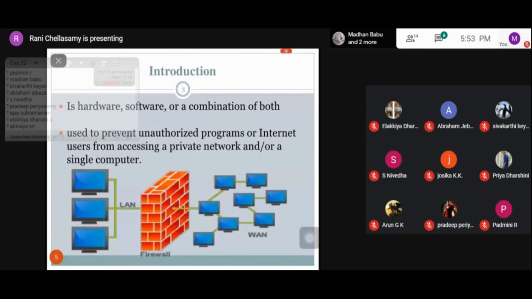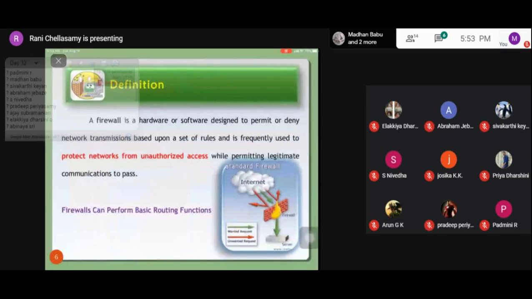Okay, and you can have the definition for firewall as a hardware or software hardware device designed to permit the transmissions or deny, in the sense blocks, the network transmission based upon some user-defined rules.